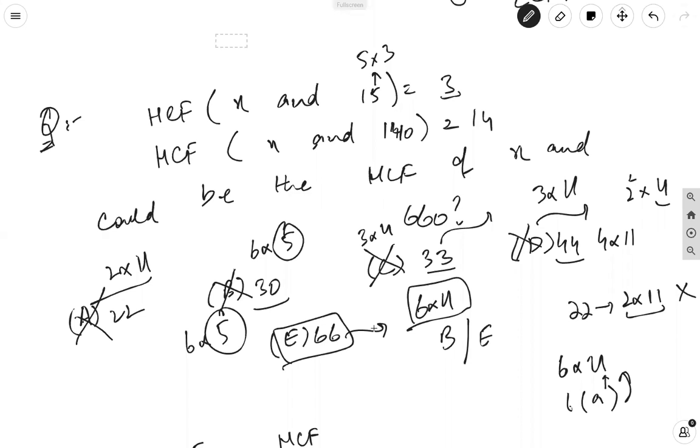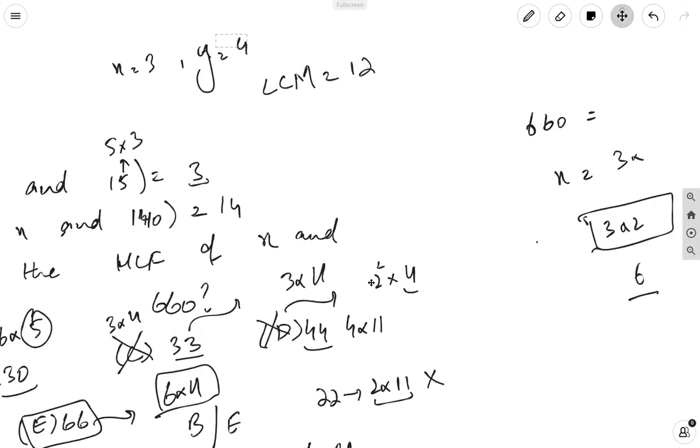Got the point? Yes, yes. Okay, let's solve another question similar to this.